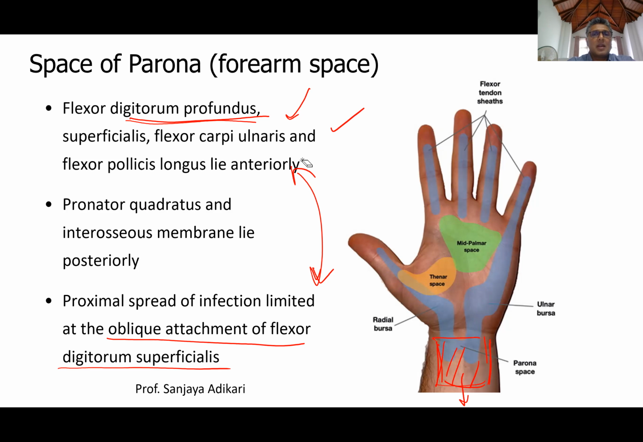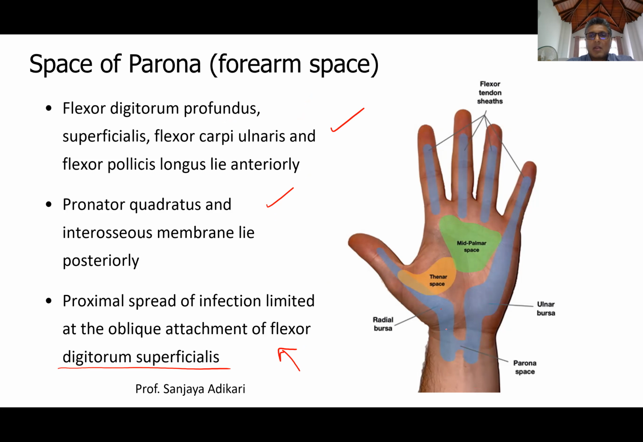But this is a complete list, I think. I read it from a research article, so these are the exact boundaries: what lies superficially and what lies deep. But the infection is limited by the proximal attachment of flexor digitorum superficialis. As you can see here, the ulnar bursa and radial bursa communicate directly with the forearm space. If there is infection and raised pressure, the infection can spread from these into the forearm space.